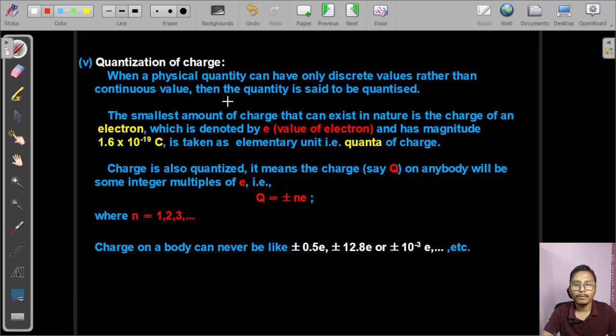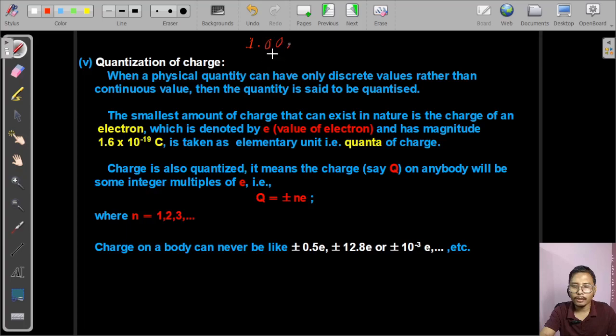Quantization of charge. What is meant by quantization of charge? Quantization of any quantity: when a physical quantity has discrete values rather than continuous values, then it is said to be quantized. That means it has discrete, quantized values. For example, look at this. Suppose we take an example of numbers up to 2 decimal points. We are going to start from 1.